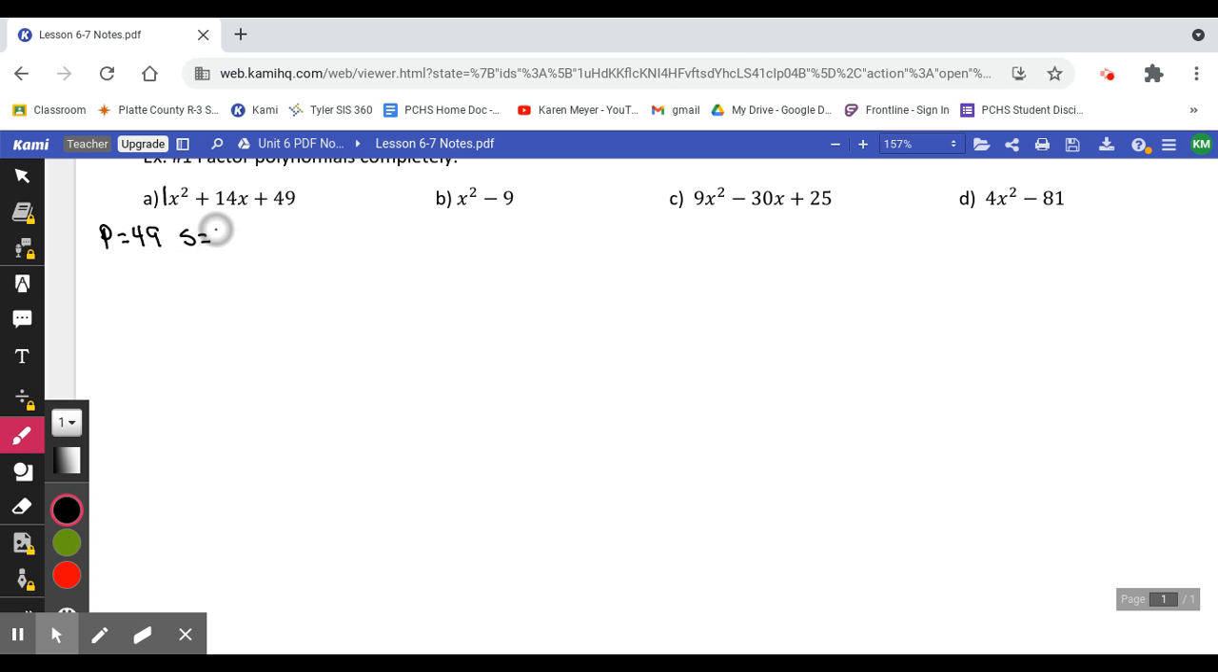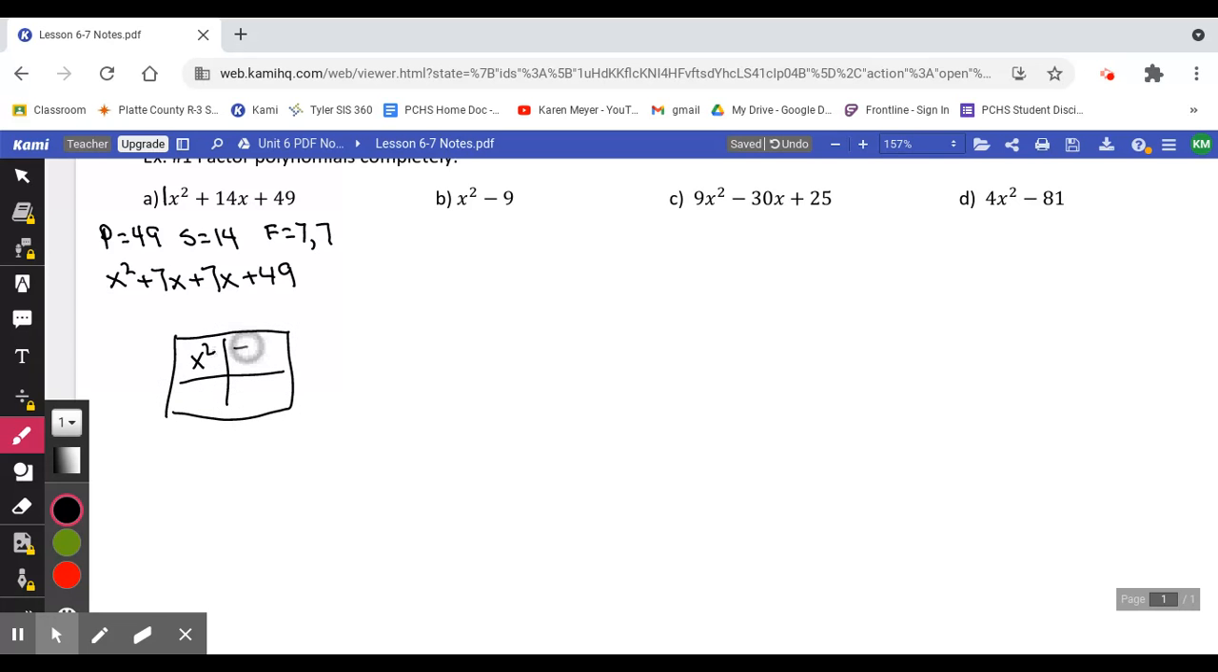Our sum is the middle, which is 14. So what multiplies for 49 that adds for 14? Hopefully everybody says, oh, that would be positive 7 and positive 7. So I'm going to expand my problem. So x squared plus 7x plus 7x plus 49. And then I'm going to take those terms and put them inside the box.